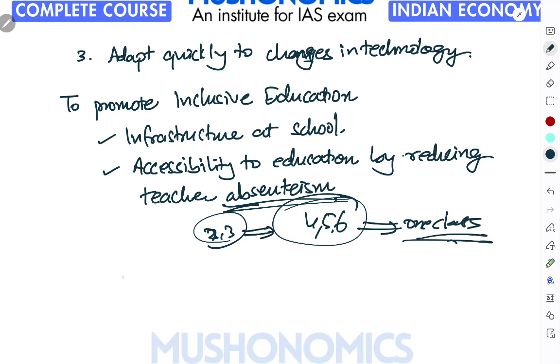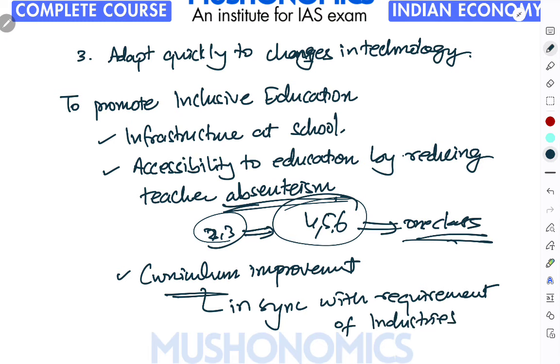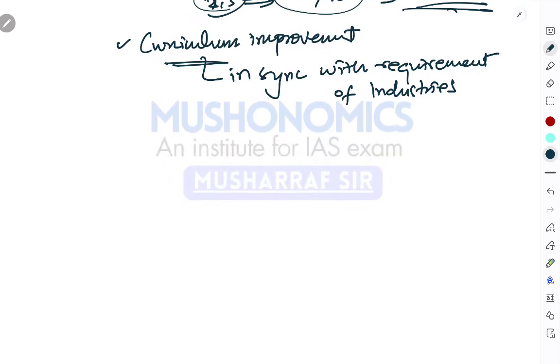Improve curriculum. So curriculum improvement, so that the curriculum should be in sync with the requirement of industries. I'm talking about higher education, right? So the requirement of industries, right? So these things are there, right?